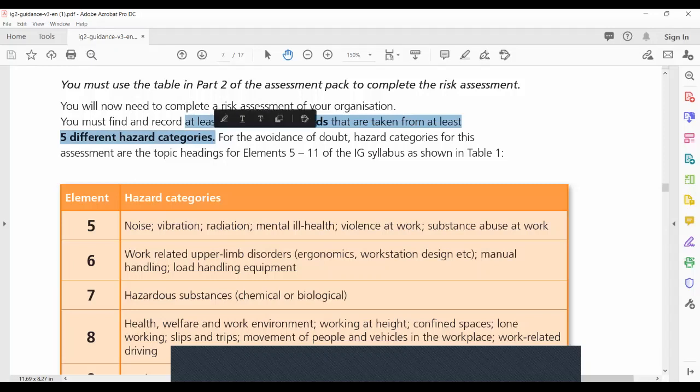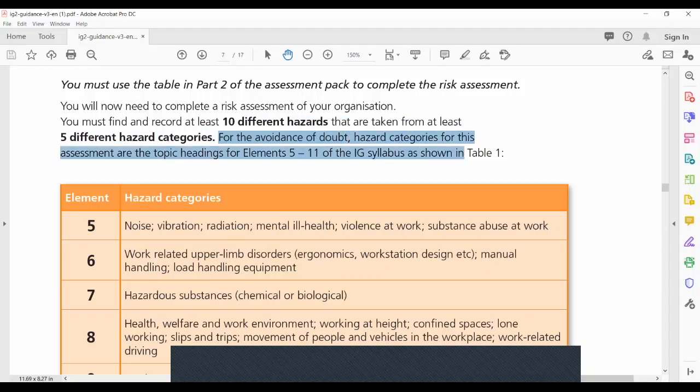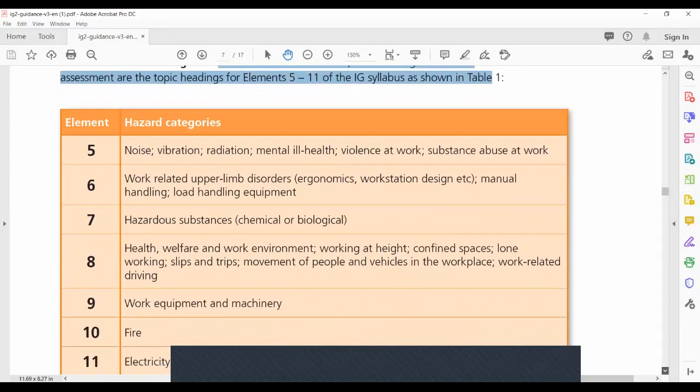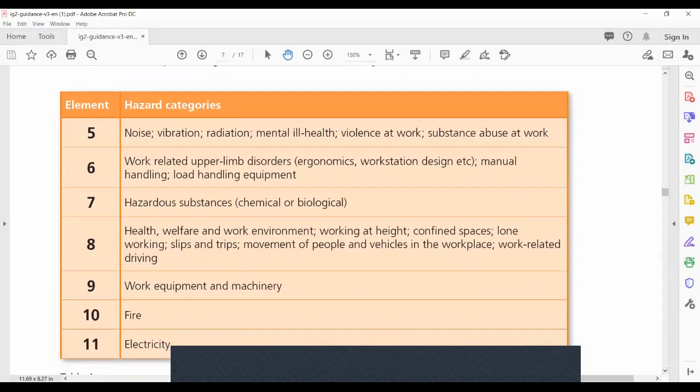So it should be at least 10 different hazards that are taken from at least 5 different hazard categories. Okay, you can select even more hazard categories, but at least it should be 5 different hazard categories. For avoidance of doubt, hazard categories for this assessment are the topic headings for elements 5 to 11 in the IG syllabus as shown in the table. Okay, so here are your hazard categories. What are the hazard categories?